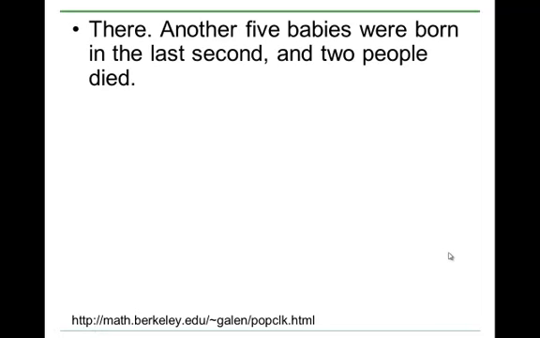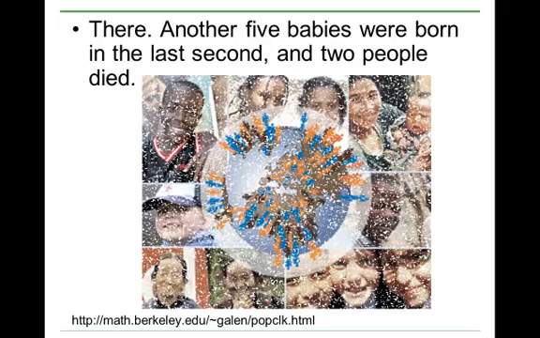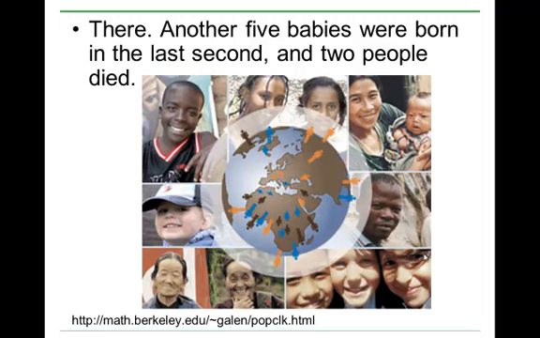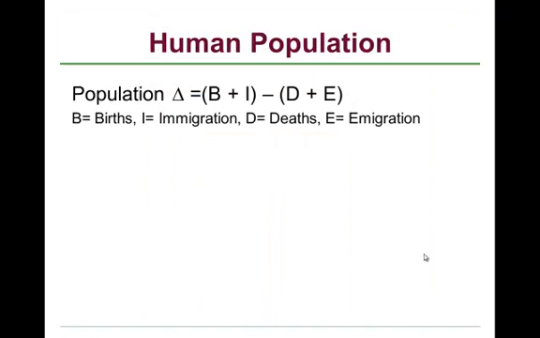So every second, 5 babies were born and 2 people died. This means that the world's population grew by 3. The same thing happens each and every second. So this year, the human race will increase by 78 million people. It happens every second. 3 more, 3 more, 3 more. And this is something that's important to recognize in our contemplation of human population and the crowding and the impacts that we have.